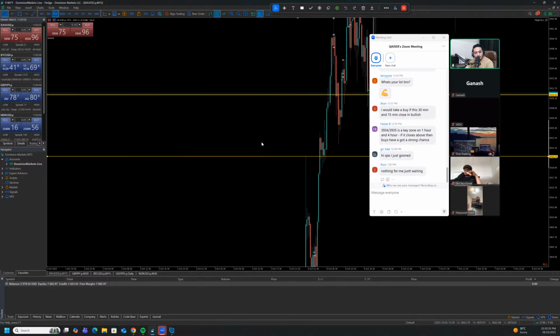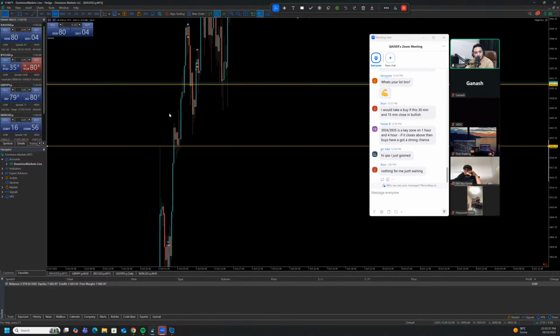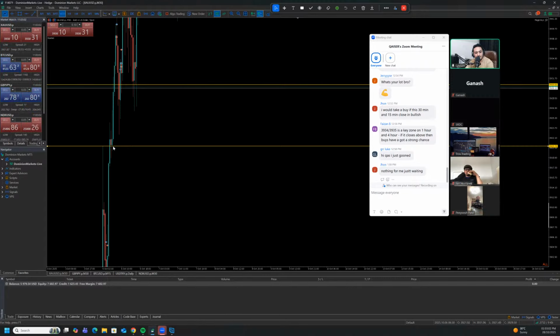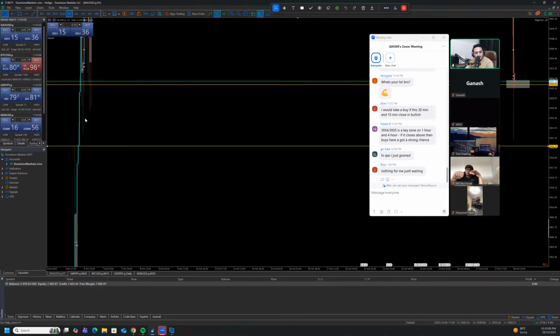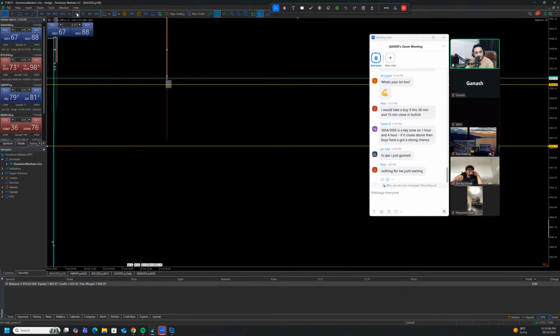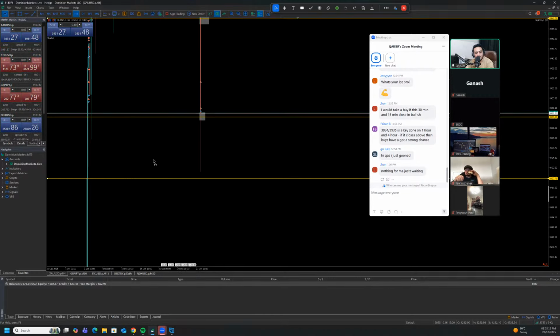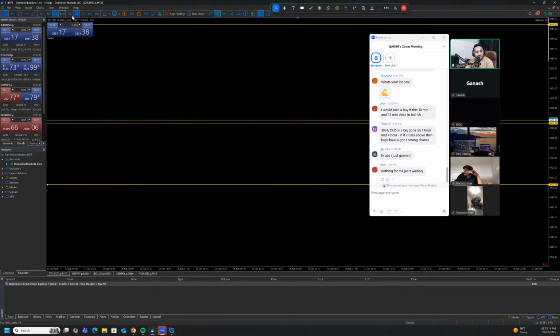Okay, M15, yes, a lot of rejection. Look at this one. Rejection, rejection, rejection. 50-minute, look at the rejection. 30-minute, look at H1, rejections. A lot of rejection. Look at H4. Rejection, rejection, and we are again coming back into the range. Very tricky one, very, very tricky one.